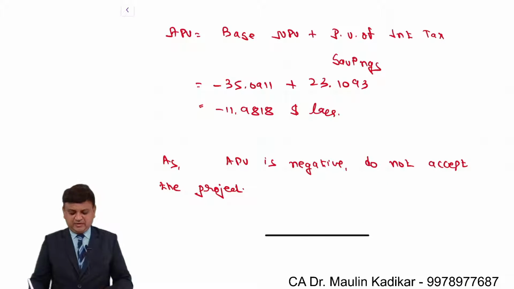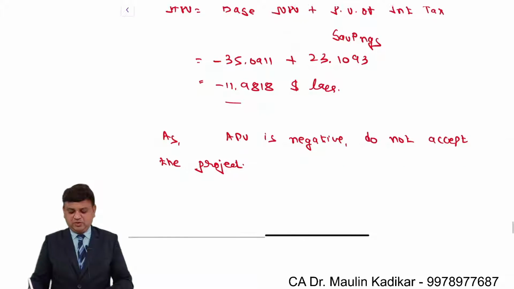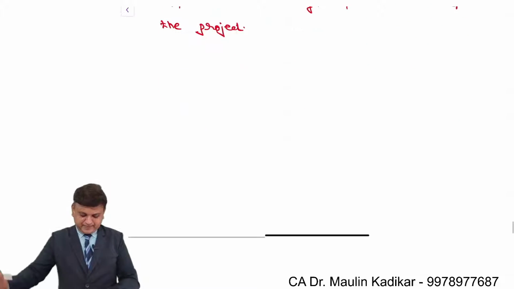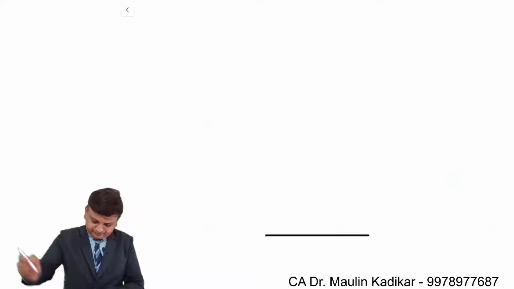Next is the APV calculation: base NPV plus present value of the interest tax saving. That is negative, so we will advise the company not to accept the project. Write down a note for the answer.